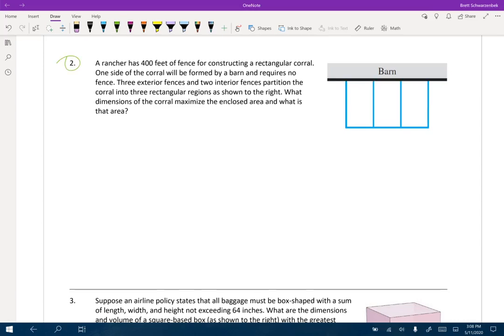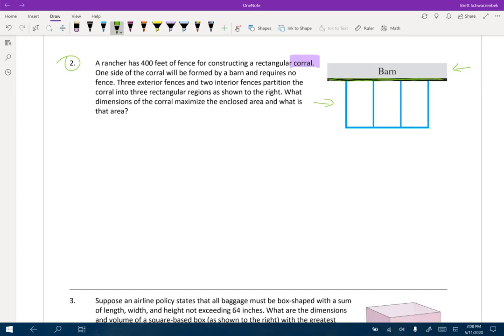It says a rancher has 400 feet of fence for constructing a rectangular corral. Interesting. A word that I probably would never use in my lifetime except for reading this problem every semester. It says one side of the corral will be formed by a barn and requires no fence. Okay, so the corral is here. The barn is here. So that means the corral is up against the barn, and obviously, why waste money on fence when that's sort of a structured fence? So we don't need fence there.